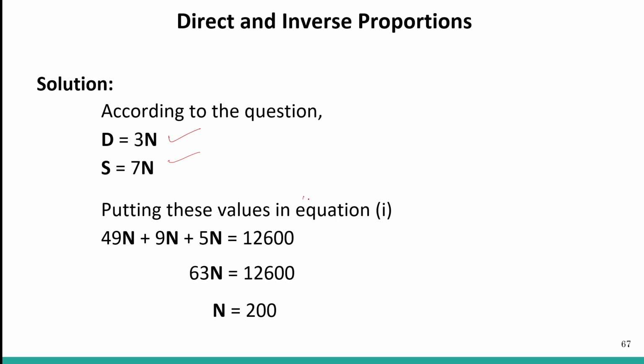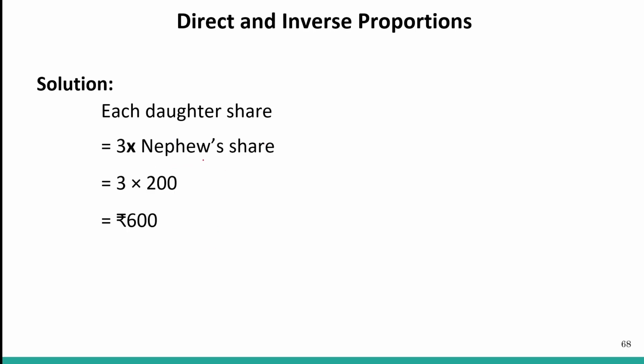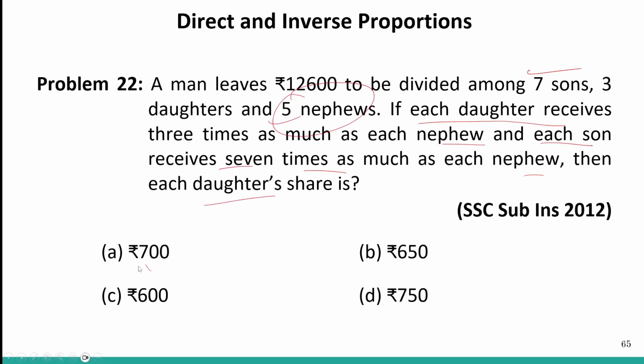So putting this value in the equation, 49n plus 9n plus 5n is equal to 63n, right? So n is equal to 200. So each daughter's share is 3 times nephew's share. That is 3 into 200 is equal to 600. Okay. So 600 is the correct option here. These are all wrong. So this question has appeared in SSC Sub Inspector 2012 exam. Okay, so this is the correct answer.